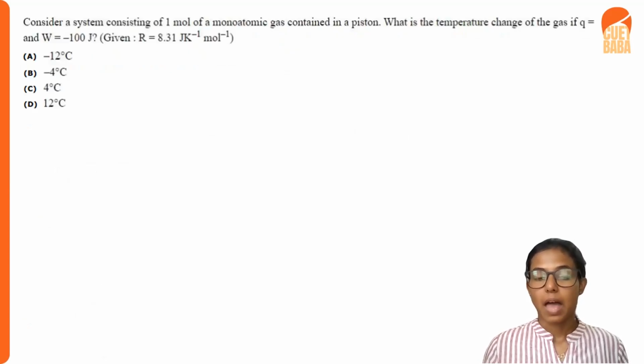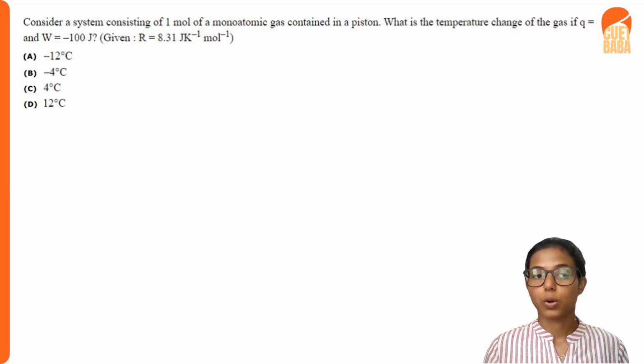Next question. Consider a system consisting of 1 mole of monoatomic gas contained in a piston. What is the temperature change if Q is equal to some value and W is equal to minus 100 joule, where R is equal to 8.31 joule per Kelvin mole?